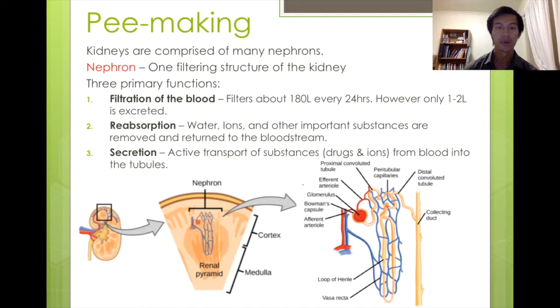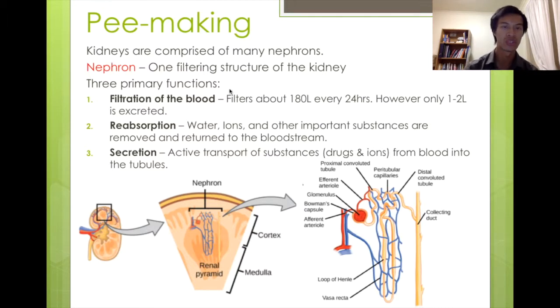Each kidney is comprised of many units called nephrons. A nephron is one filtering structure of the kidney, and the kidney has stacks of them, all piled together, all doing the same thing. Each nephron has three primary functions.